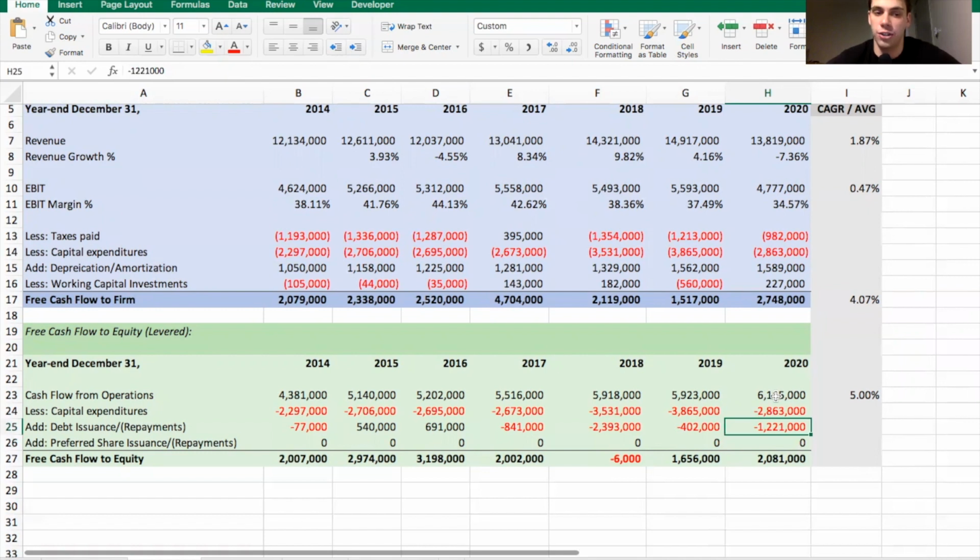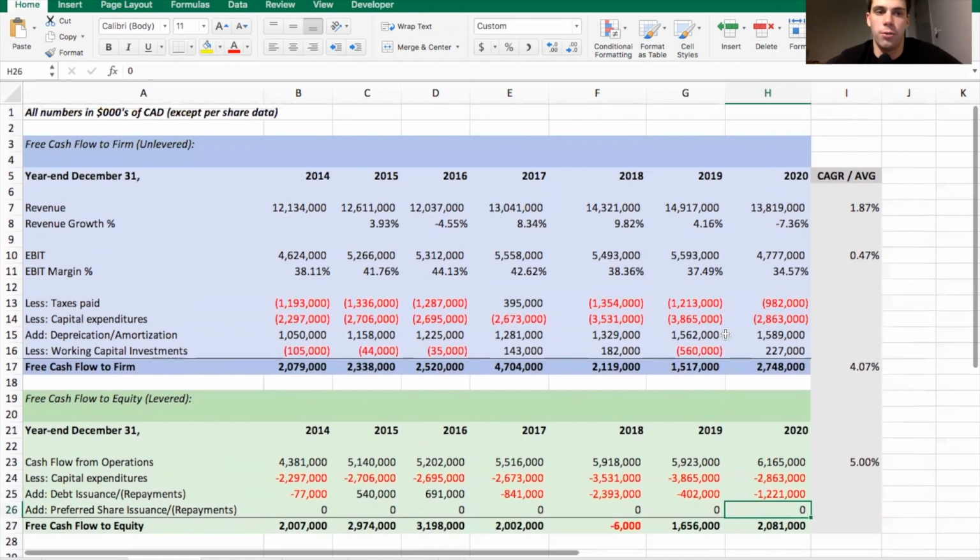So if the company issues debt, that actually increases free cash flow to equity, which may seem a little confusing. But the reason it does that is because if a company issues debt, that is a cash inflow they received, which they could in theory use to pay dividends, buy back stock, make acquisitions, and all those different types of things. So because of that, it is included in free cash flow to equity. And then it's a pretty similar concept with preferred shares.